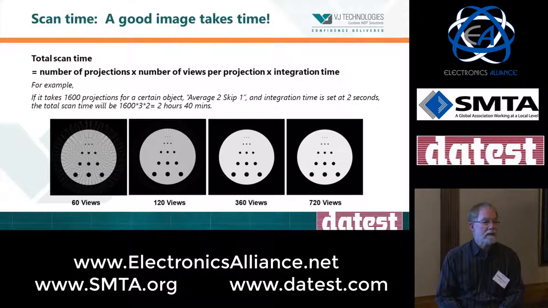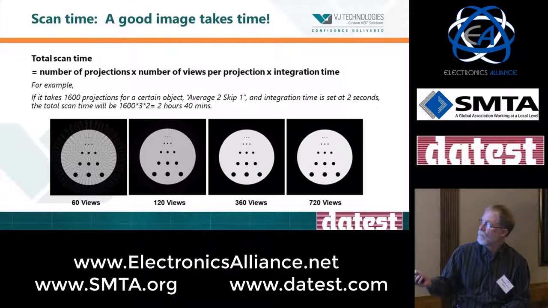The simple fact is that scanning takes time. And this slide is an example of that. It's a simple example of a calibration plate where we took four different scans of it from 60 views to 720 views. And hopefully you can see from left to right, as you have more scans, the quality of the image is better. It's the same object in every case.